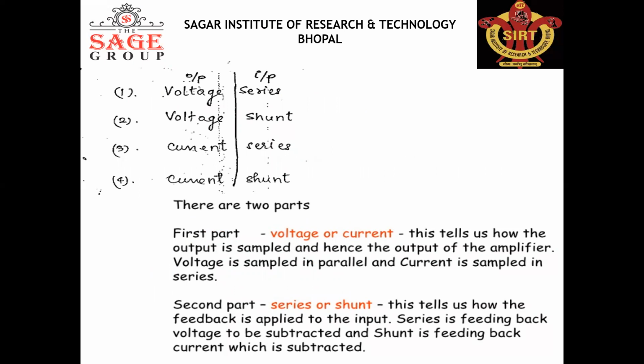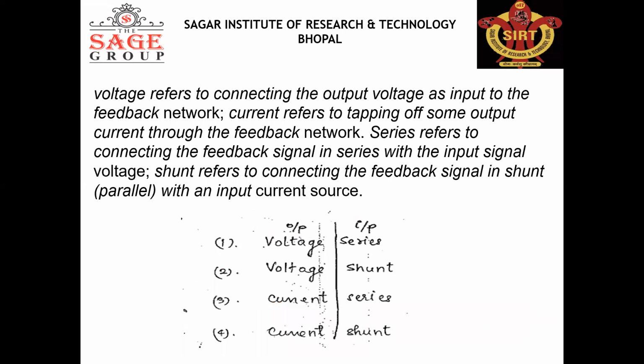So if we have to mix voltage, then we have to connect these two signals in series form. And if we have to mix current, then we have to connect these two signals in parallel form. Again, voltage refers to connecting the output voltage as the input of the feedback network. These things we have already studied.